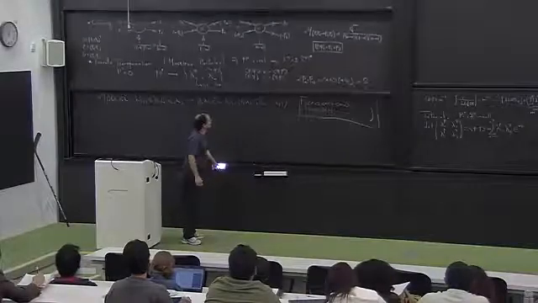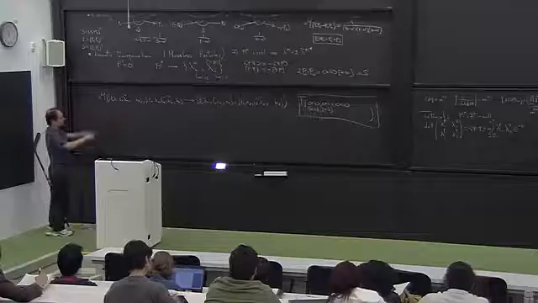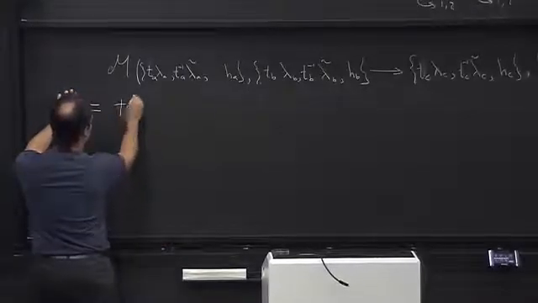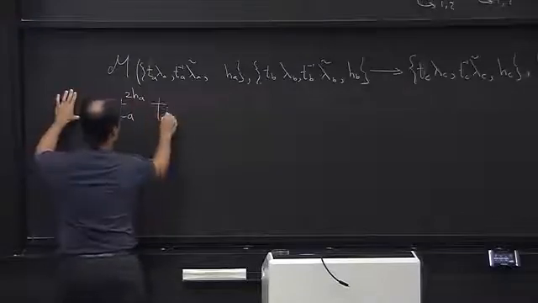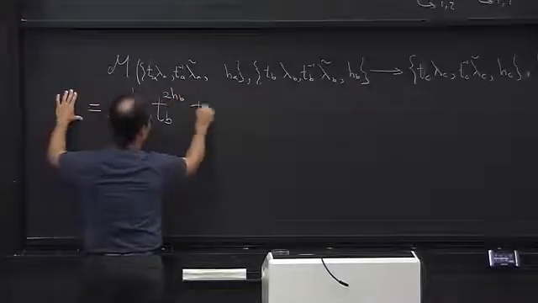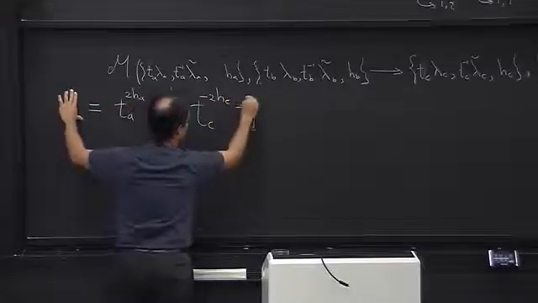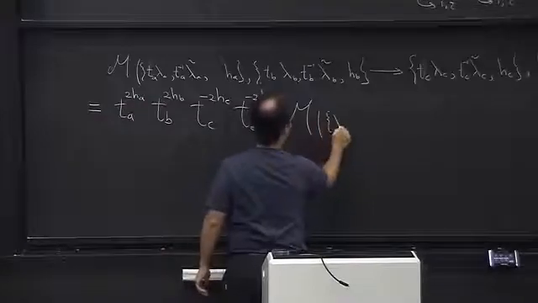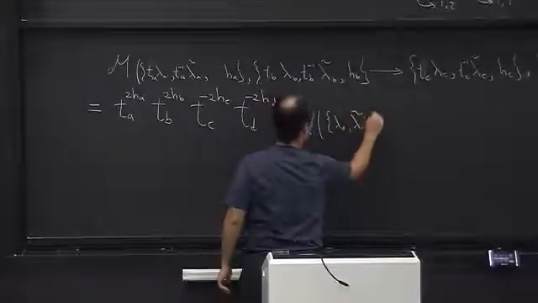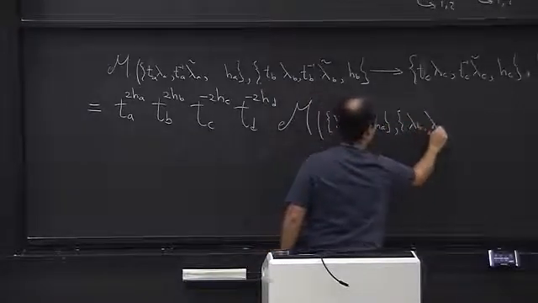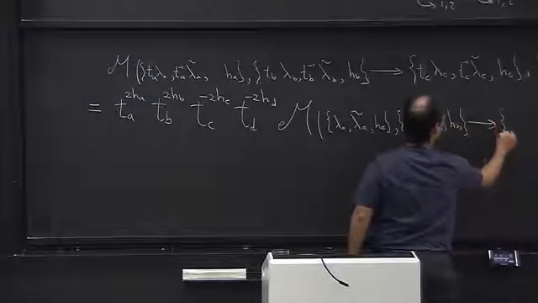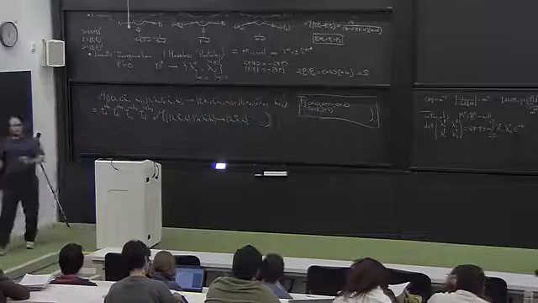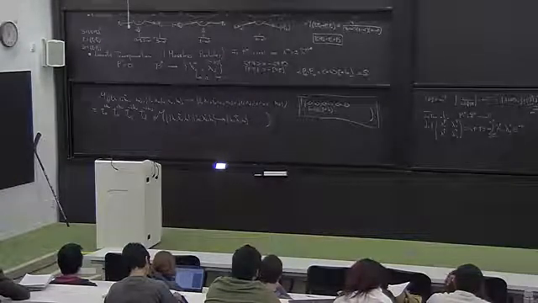Okay? Now, this function, whatever function it is going to be, it's going to have a chance of being correct if it transforms like TA to the 2HA, TB to the power 2 times HB, TC to the minus 2HC, and TD to the minus 2HD times the object without the rescaling. Okay? So that's the statement. So our job is to build functions that do that.